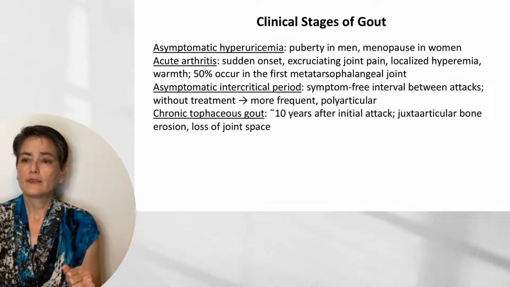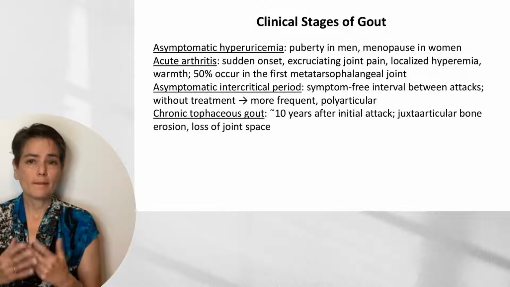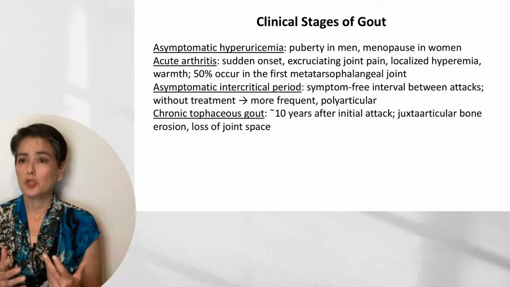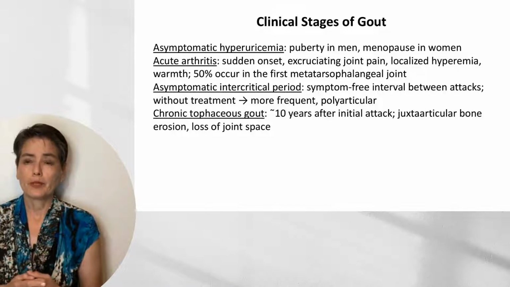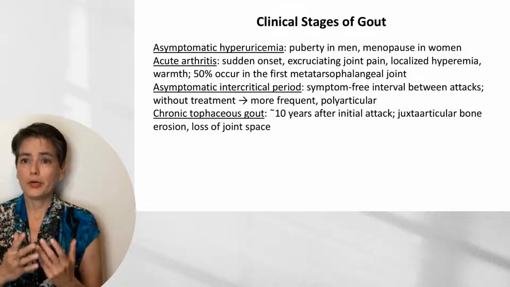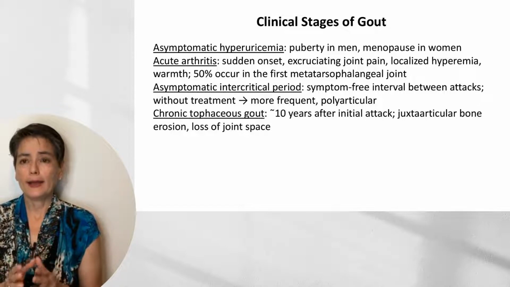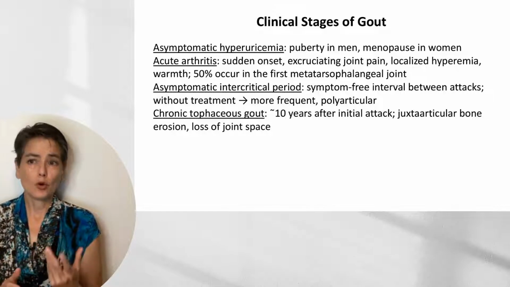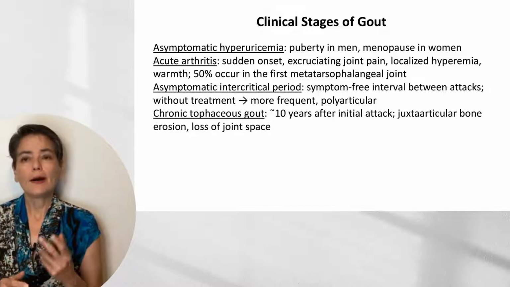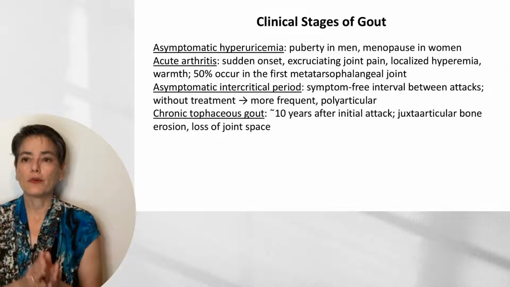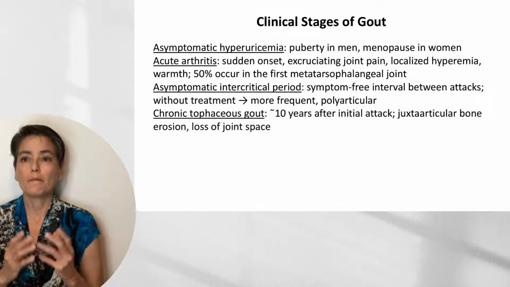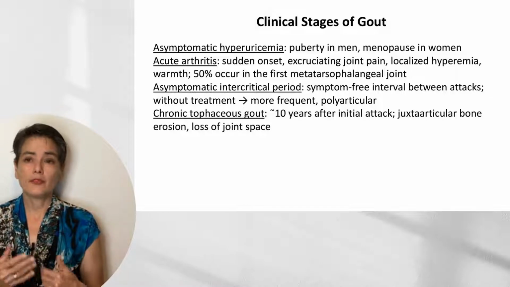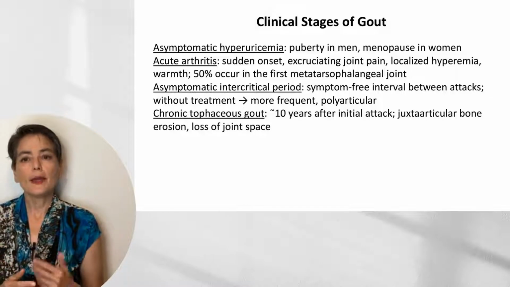So there are several clinical stages of gout. We have, as I mentioned, this period of asymptomatic hyperuricemia, which we believe begins in puberty in men and menopause in women. At some point, after a certain period of hyperuricemia, the patient is going to have the sudden onset of absolutely excruciating joint pain with localized hyperemia and warmth, and about half of these cases will occur in the first metatarsophalangeal joint, or the big toe.